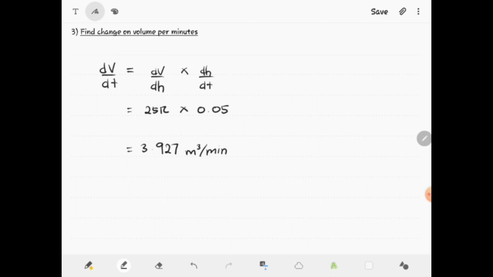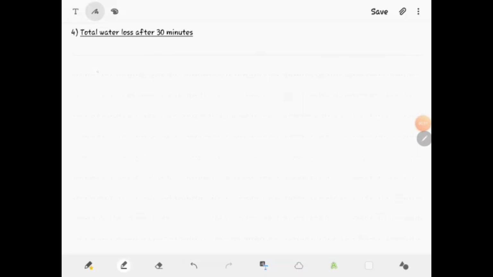Next, find the total water loss after 30 minutes. Take the change of volume that we just got, which is 3.927, and multiply it by 30. We will get 117.81 meter cube.